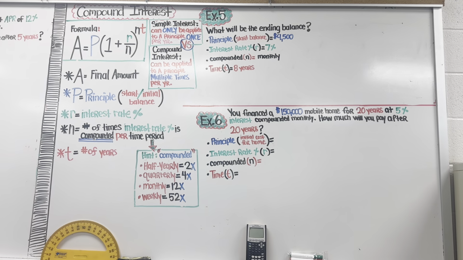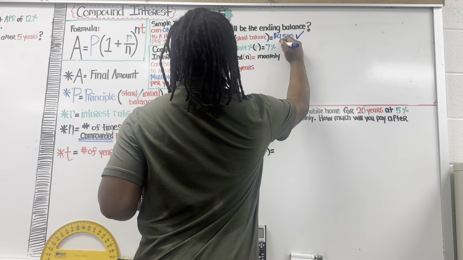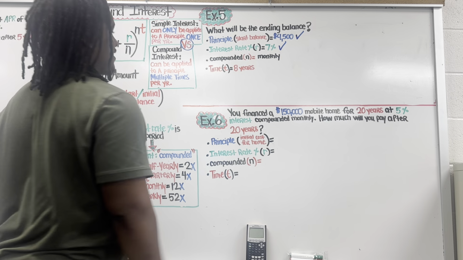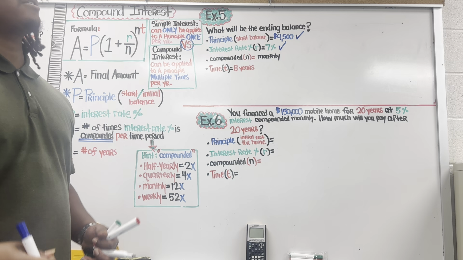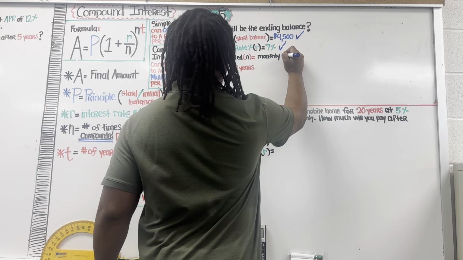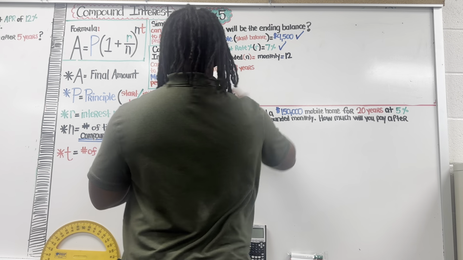In example 5, the question asks, what would be the ending balance? They gave us the principal, or the start amount, which is $9,500. It's going to get hit with an interest rate of 7%, and this interest rate is going to be compounded monthly within a year. Monthly means 12 times, so it's going to get compounded 12 times.